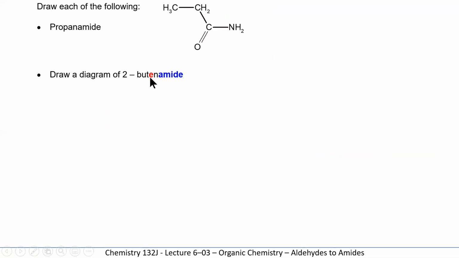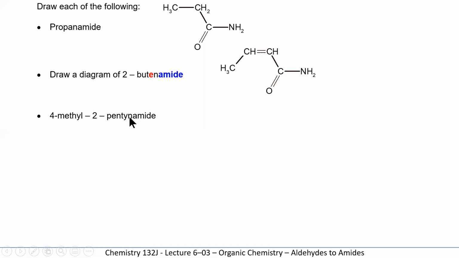2-butenamide tells us it's a 4-carbon chain with a double bond between the 2nd and 3rd carbon, and the end carbon is, again, C double bond O NH2. So here it is, C double bond O NH2, 4-carbon chain, attached to the 2nd carbon is a double bond. That's where the 2-butene comes from. And we can add side chains as well.